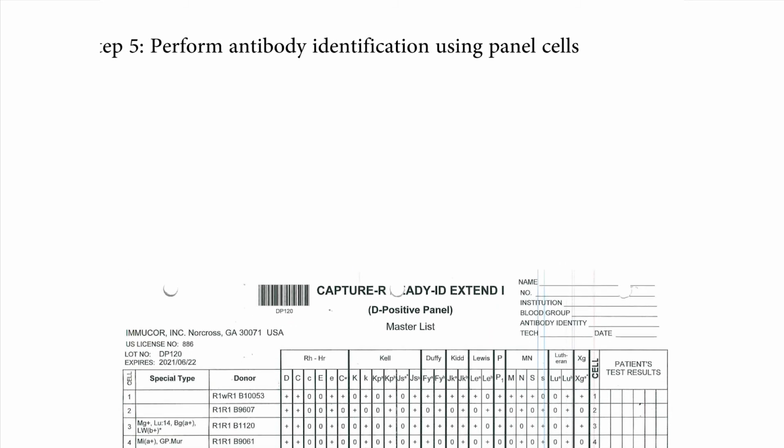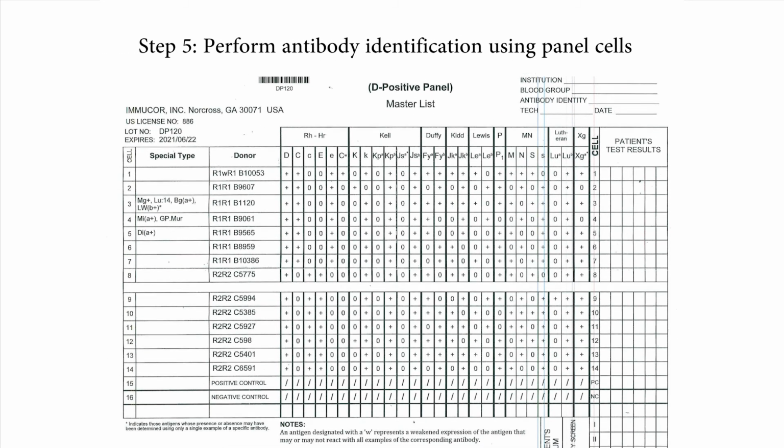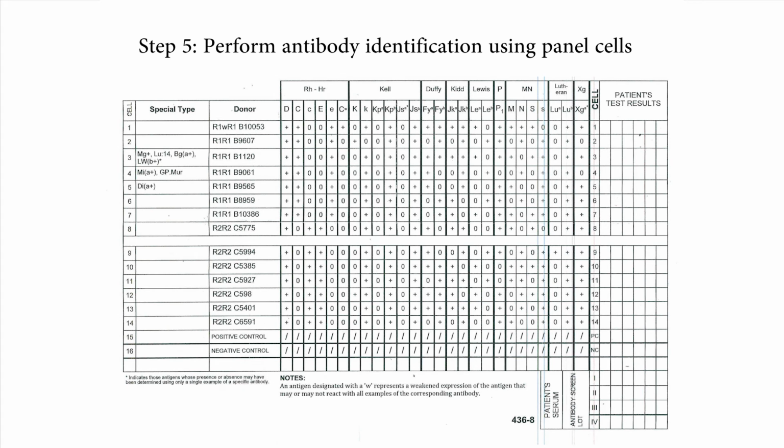Step 5. Perform antibody identification using panel cells. After you perform the test according to the procedures, here are your results. Looking at the antigrams, do you know what to do? Exactly. It is the same as when we were looking at the antibody screen.